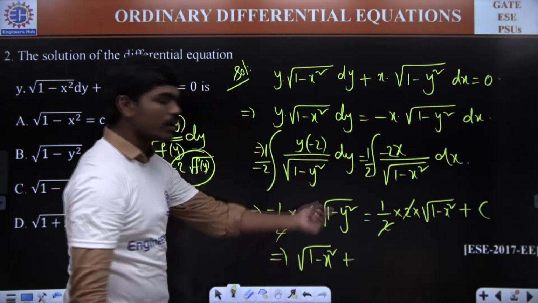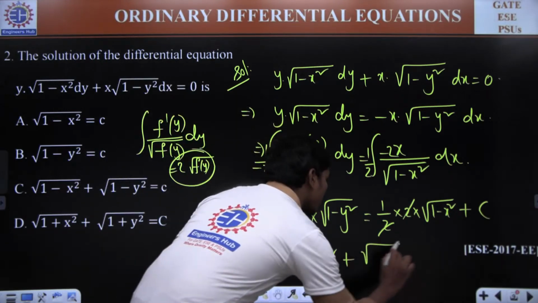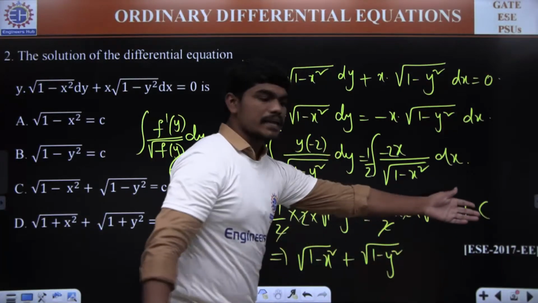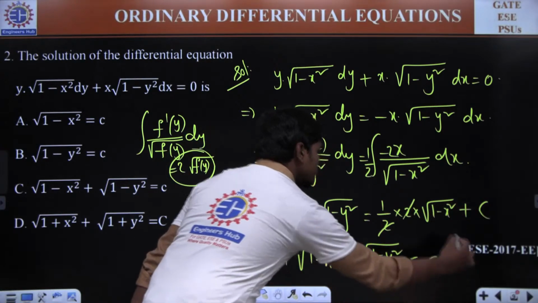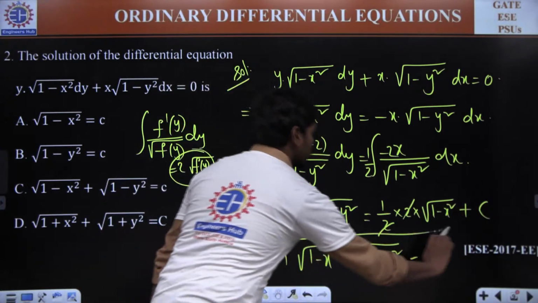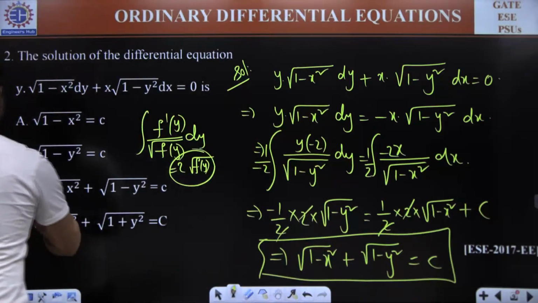If this minus root of 1 minus y square goes to the right hand side, we get root of 1 minus y square. And since this is an arbitrary constant, it doesn't matter on which side the arbitrary constant lies in this solution. So this is equal to C. So this is the solution, which is in option C here.